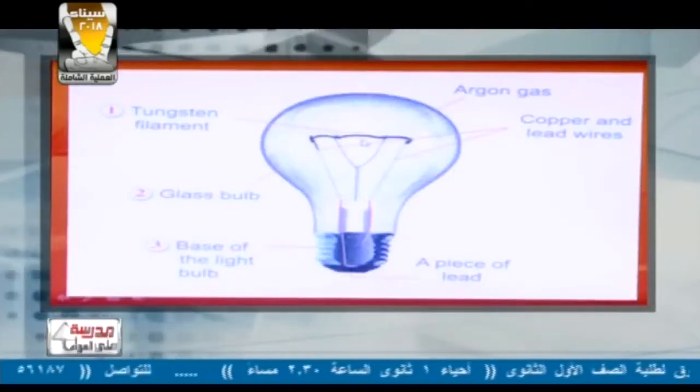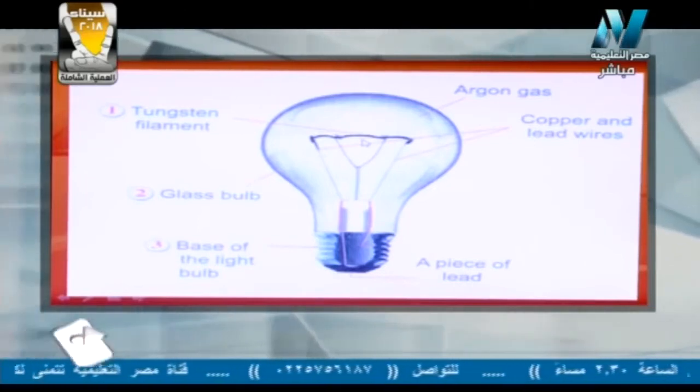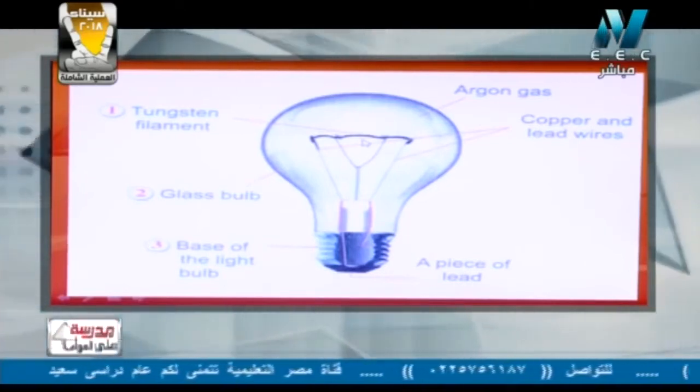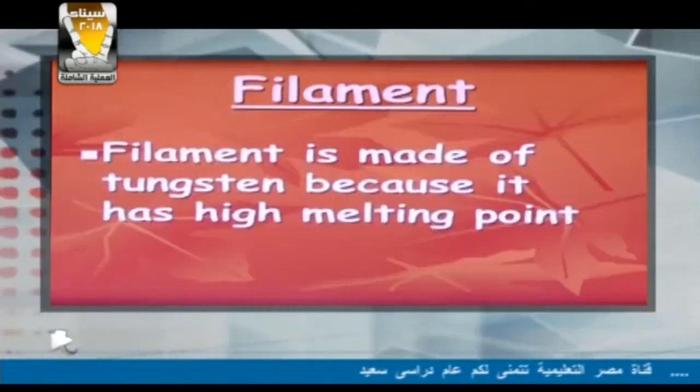Up to now we have studied the structure of the light bulb, which as I said contains 3 main parts, which are the base, the glass bulb, and at last the tungsten filament. And there are also 3 secondary structures, which are argon gas, copper and lead wire, and also a piece of lead. So now let's study them in details.